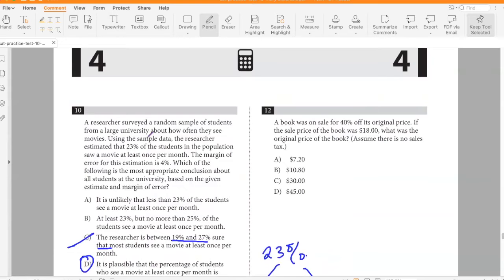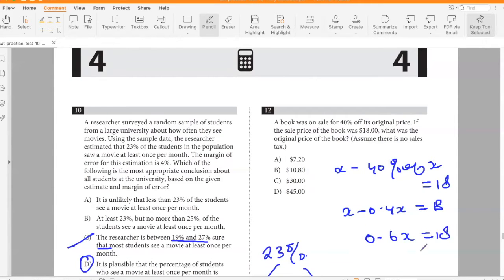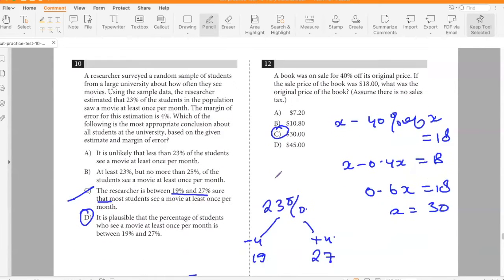A book was on sale for 40% off its original price. If the sale price of the book was $18, what was the original price? So if the original price is X, then X minus 40% of X is 18. So that would be X minus 0.4X is 18. So 0.6X is 18. So X is 30. So $30 is the original price of the book.